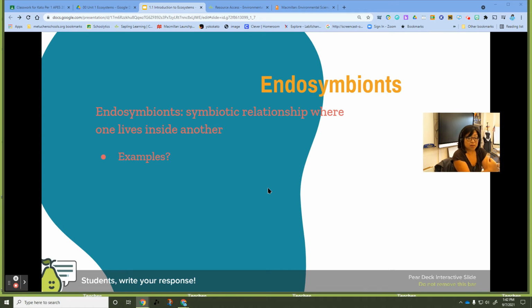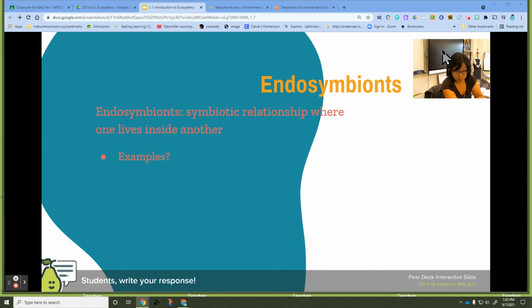That's the endosymbiont hypothesis, proposed by Lynn Margulis. It's the evolution of eukaryotic cells. So that's what that word means.